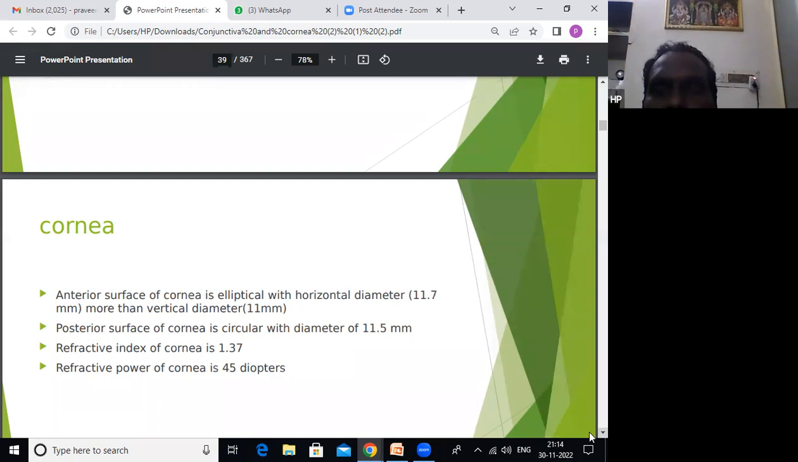So what is the total refractive power of the eye? Total refractive power of the eye is 60 diopters and refractive power of the cornea is 45 diopters. That means it accounts for 2/3 of the dioptric power of the eye.